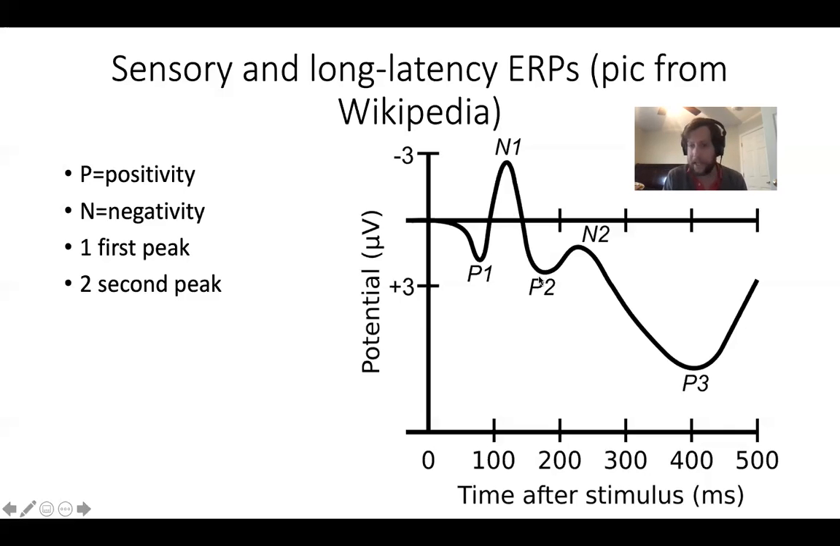P2 stands for the second positive peak, into the second negative peak, P3 the third positive peak, and so on and so forth. So this is another naming scheme for these event-related potential studies. These sensory ERPs that we're going to be talking about a little bit now and next time have a relatively longer latency than those brainstem responses.